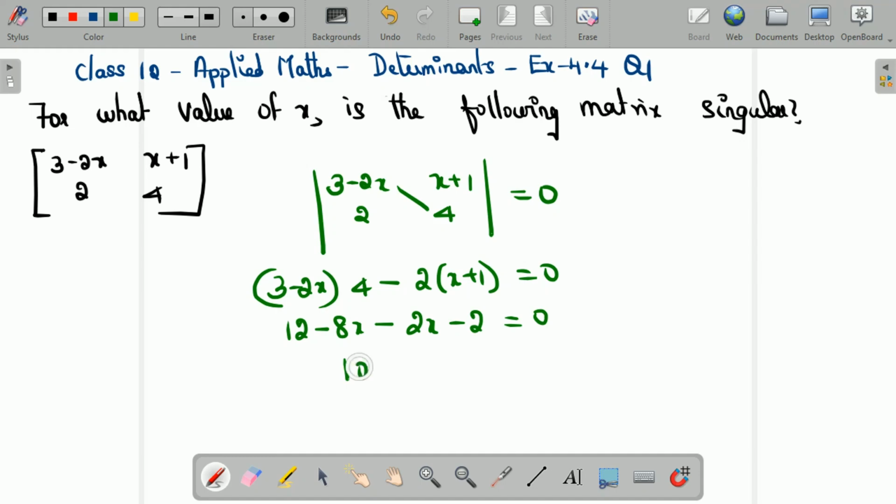So this is 10 minus 10x is equal to 0. So this means 10x is equal to 10, or x is equal to 1. So for the value of x equal to 1, this matrix will become singular.